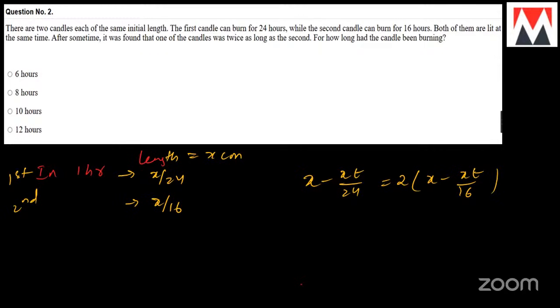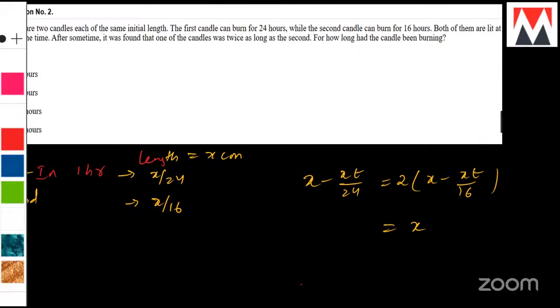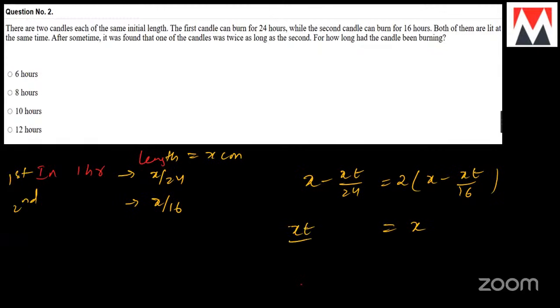So overall, if you solve this, you get 2x equal to 2xt by 16 plus xt by 24 taking it across, so it is xt by 8 minus xt by 24. You can write it as 2xt by 24 is equal to x. So t equals 12 hours. So you get time t is equal to 12 hours.